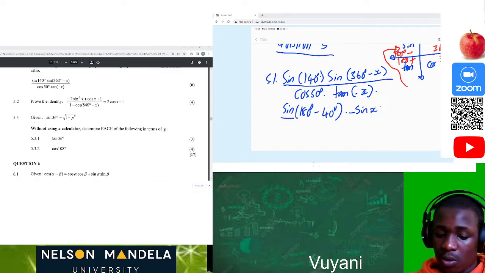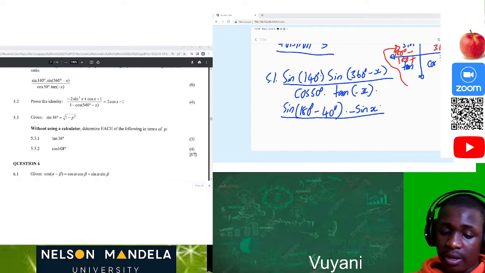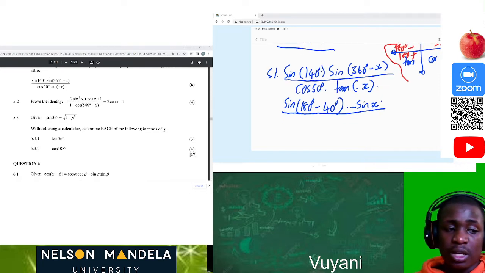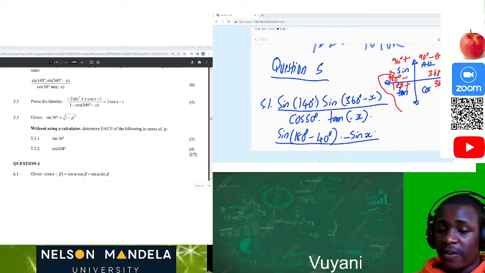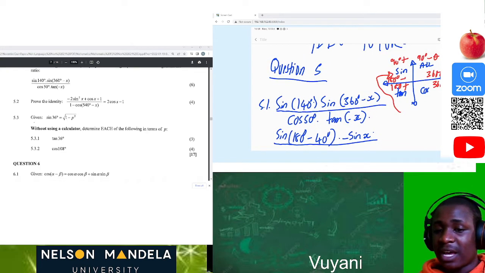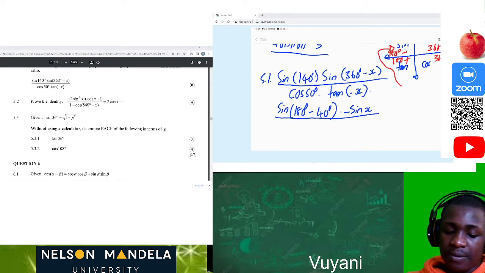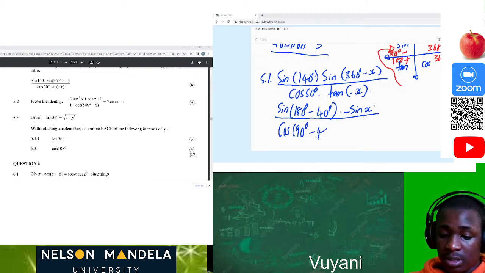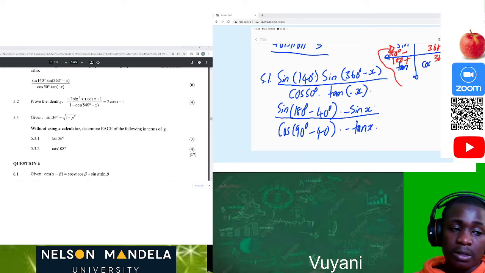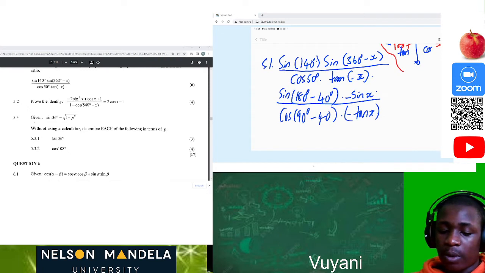Then we divide all through by... now we are given cos 50 there. So what can we do? Let's play around with cos 50. 50 degrees is in the first quadrant, and in the first quadrant it is 90 minus. So we can say cos of (90 degrees minus 40) multiplied by tan of a negative, which is a negative tan. Okay, great. Now let's move forward.